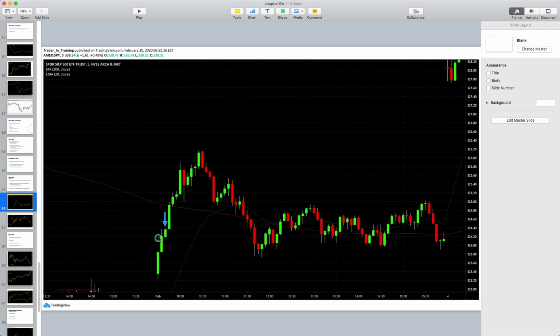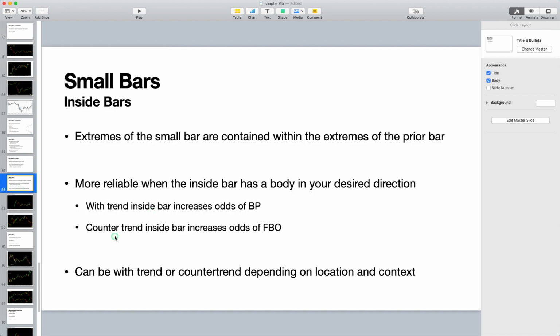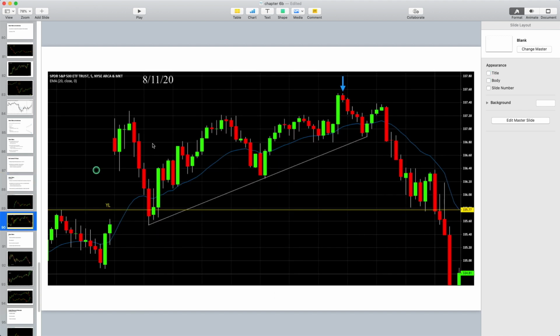So here we have a with trend inside bar. It's probably a breakout pullback for more up. Whereas a counter trend inside bar increases the odds of a failed breakout, which we talked about earlier as well. So here you have a breakout, but you have a bear inside bar. It increases the chances that it's not a breakout pullback for more up, but there's a chance that this inside bar is telling us that it's a failed breakout and that it's a reasonable swing sell, betting that it's a failed breakout of the trading range.